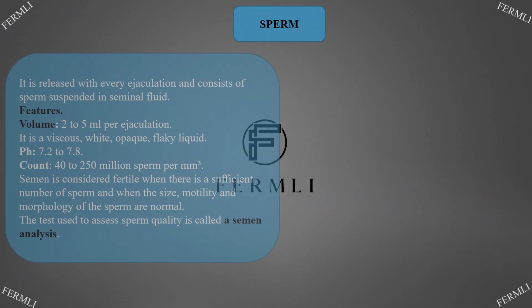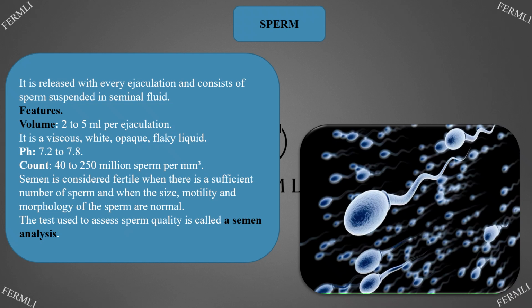Sperm. It is released with every ejaculation and consists of sperm suspended in seminal fluid. Features. Volume, 2 to 5 milliliters per ejaculation. It is a viscous, white, opaque, flaky liquid. pH, 7.2 to 7.8. Count, 40 to 250 million sperm per mm cubed. Semen is considered fertile when there is a sufficient number of sperm, and when the size, motility, and morphology of the sperm are normal. The test used to assess sperm quality is called a semen analysis.